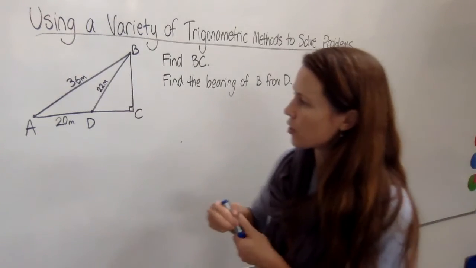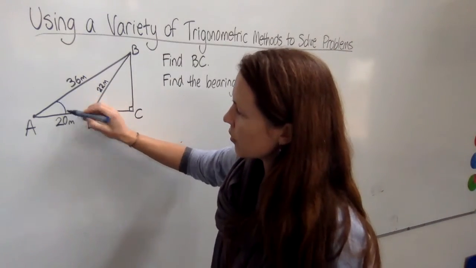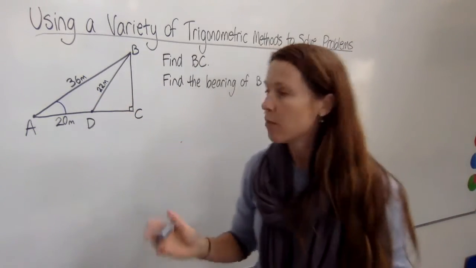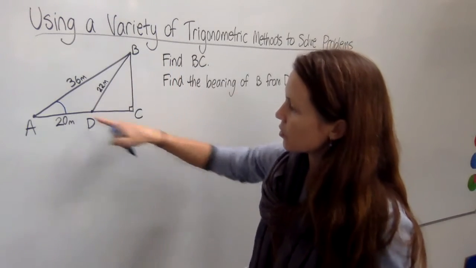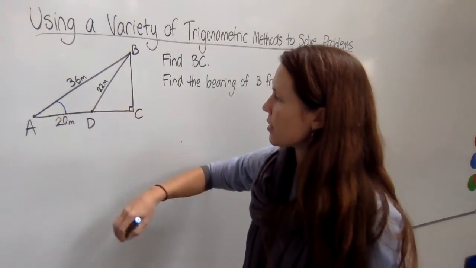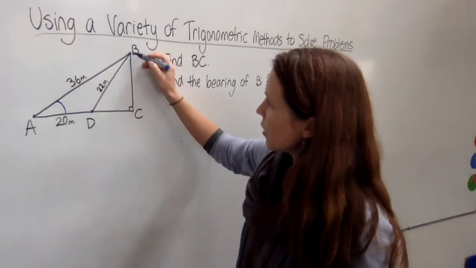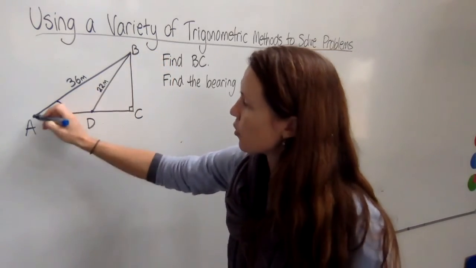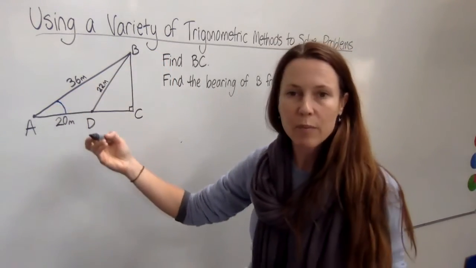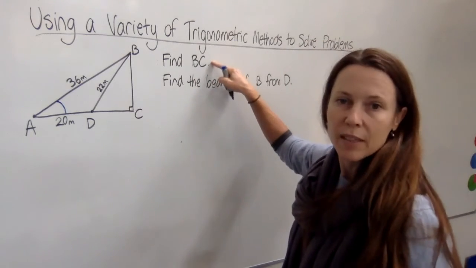Now, if you chose to find this angle first, that would actually be quite helpful for getting BC, because once you've found this angle, you can then say, all right, I know this angle, I've got BC, and I've got the hypotenuse of this big triangle. And that would be a perfectly good two-step method to get BC.